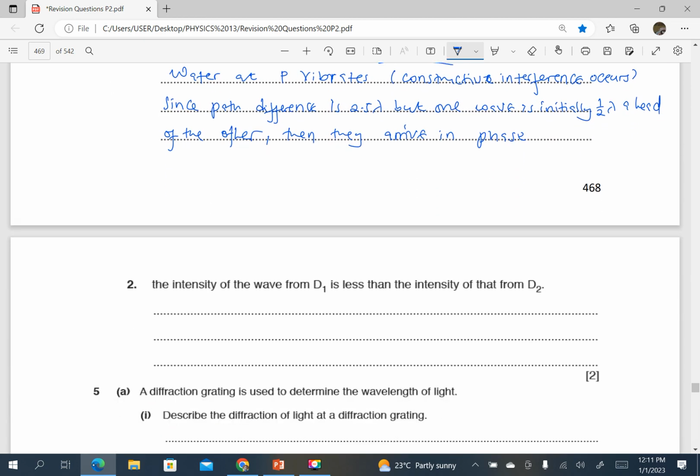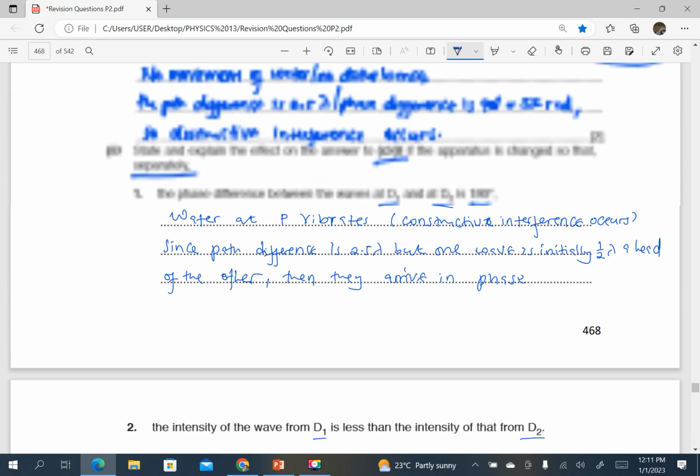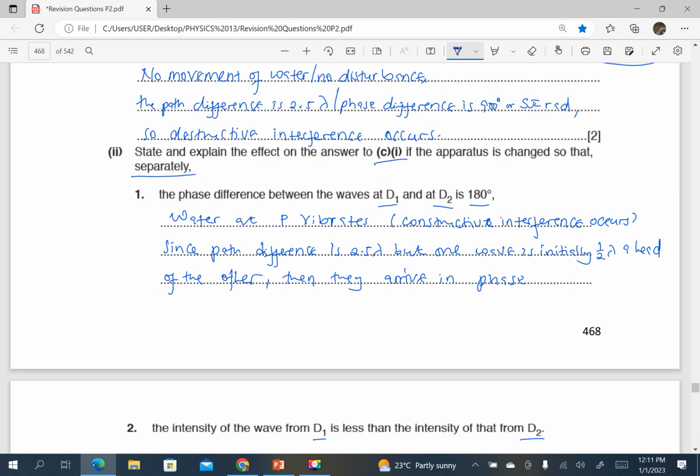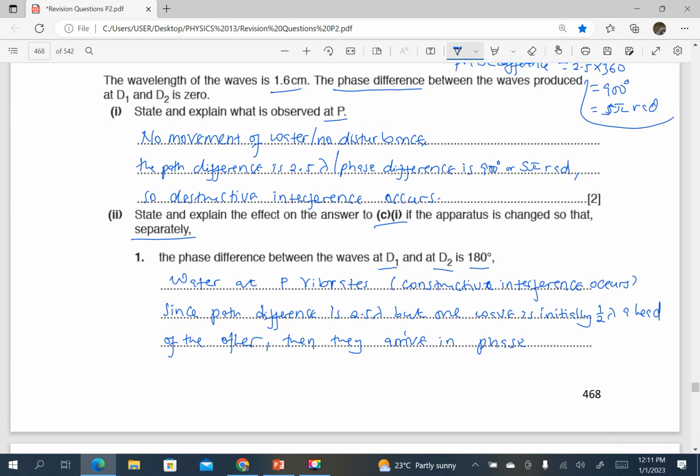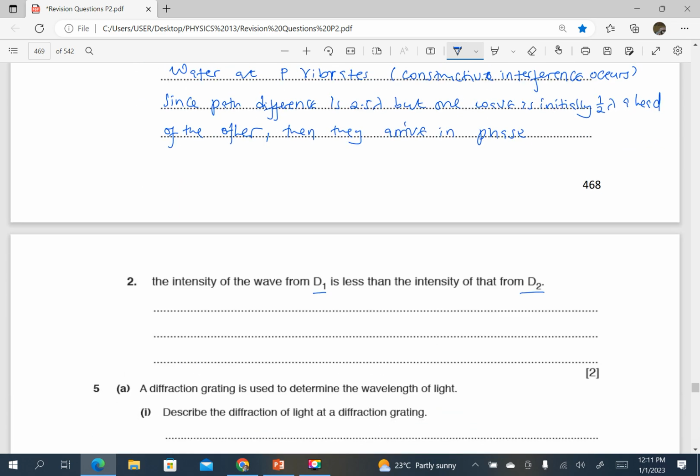Then the intensity of the wave from D1 is less than the intensity of the wave from D2. Remember, this is done separately. So if the intensities have changed, of course, destructive interference will still be there, but this time we don't expect zero movement. Since the amplitudes are not the same, there is no total cancellation. Therefore, there is some vibration, but it's very small.